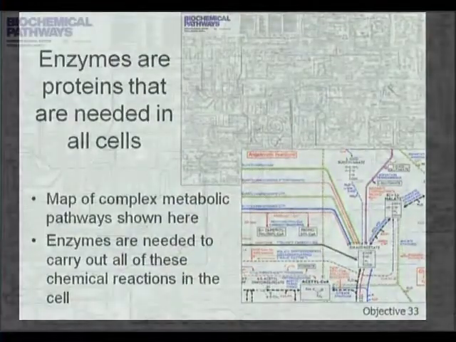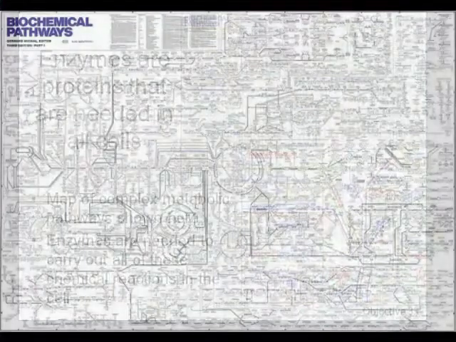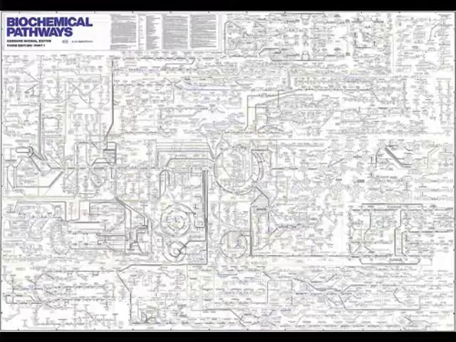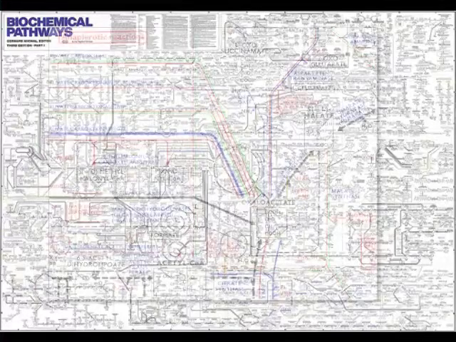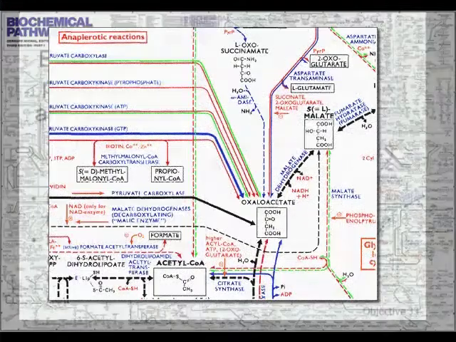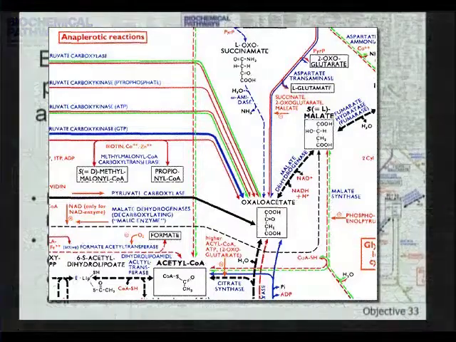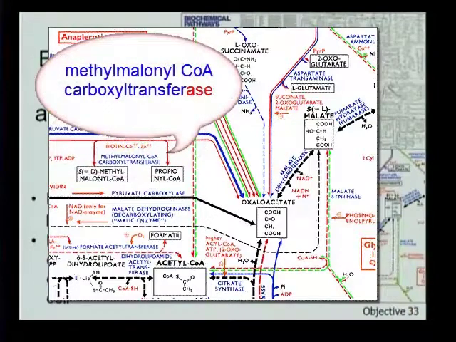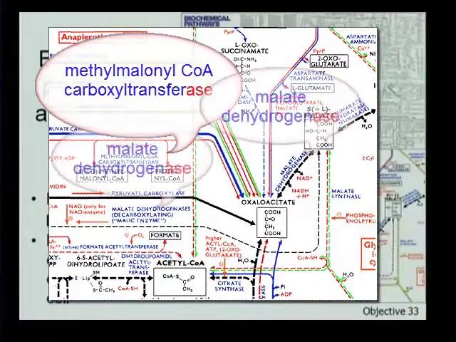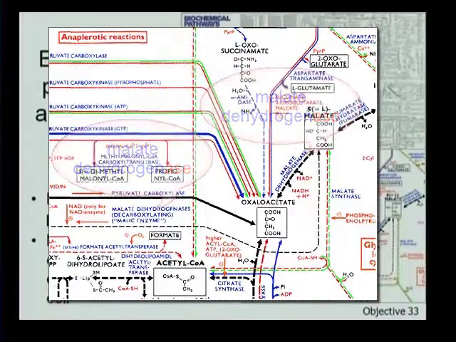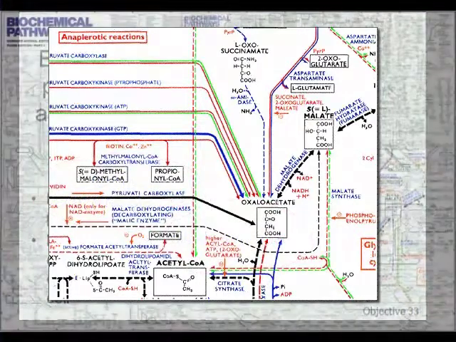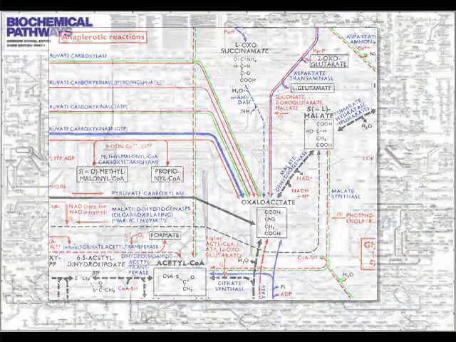Well, enzymes are proteins that are needed in all cells. For example, this shows you a map of all the complex metabolic pathways that are going on in all the cells of your body all the time. If we focus just on the substances that are in the blue type here, then we see that they have names like pyruvate carboxylase, methylmalonyl-CoA carboxyltransferase, malate dehydrogenase, formate acetyltransferase. Notice all these end in -ase. It's not important that we know all these.